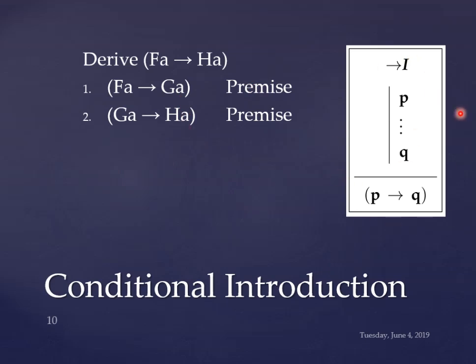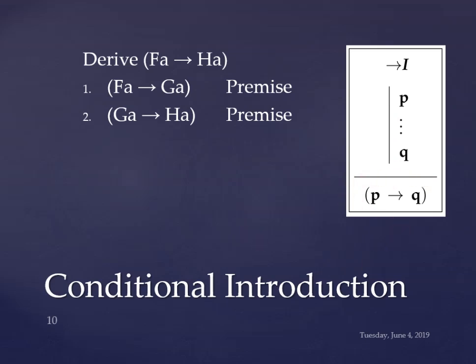Now, what this is saying is, if you want to make a conditional that looks like this, P arrow Q, then this is what you've got to do. You start a subderivation, assume the antecedent P, and then try to derive Q. Then on the last line of the subderivation, you can derive the consequent. Once you do that, you can discharge the subderivation, move back to the left, stop the indenting process, and then write P arrow Q.